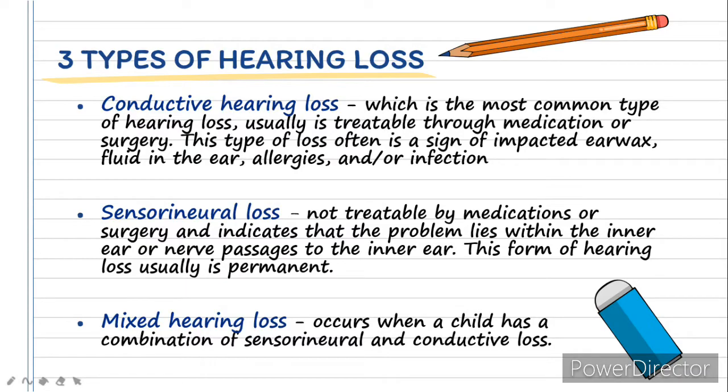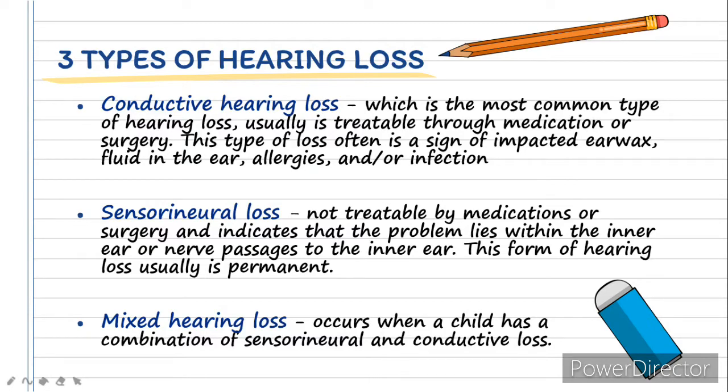There are 3 types of hearing loss that a child may have: conductive hearing loss, sensorineural hearing loss, and mixed hearing loss. Conductive hearing loss, which is the most common type of hearing loss, usually is treatable through medication or surgery. This type of loss often is a sign of impacted earwax, fluid in the ear, allergies, or infection.